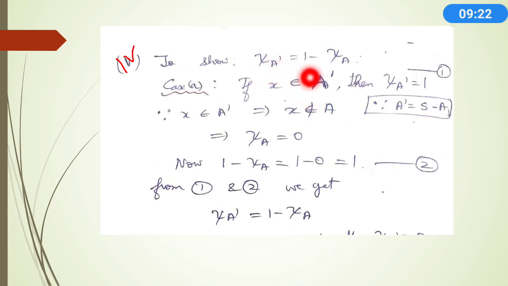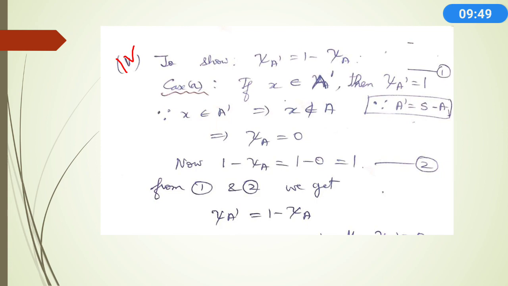So psi A dash is equal to 1 minus psi A. So tell me what is A dash? I hope you know A dash is nothing but S minus A. Universal set minus A is my A dash, and we call this A dash the complement of A. So if x belongs to A dash, again by definition psi A dash value will be 1. So take this as equation 1.